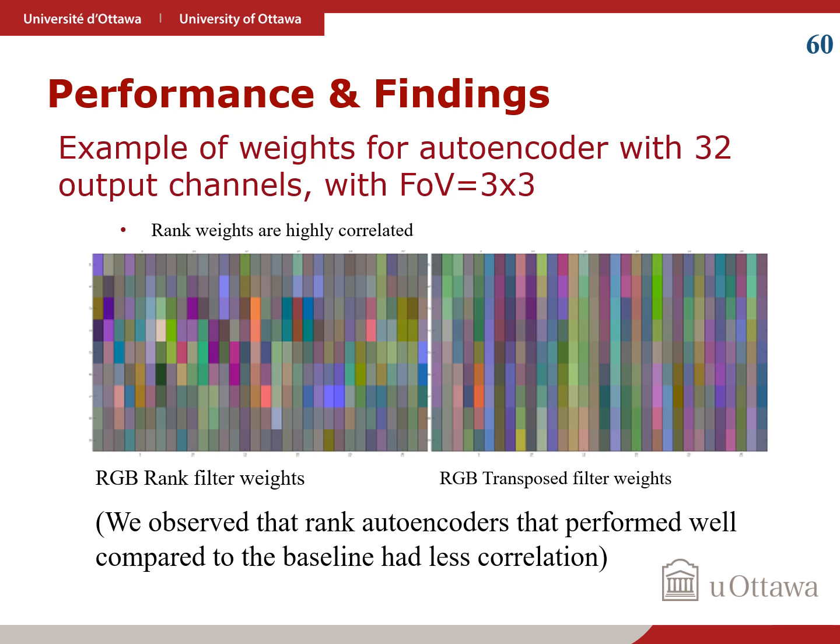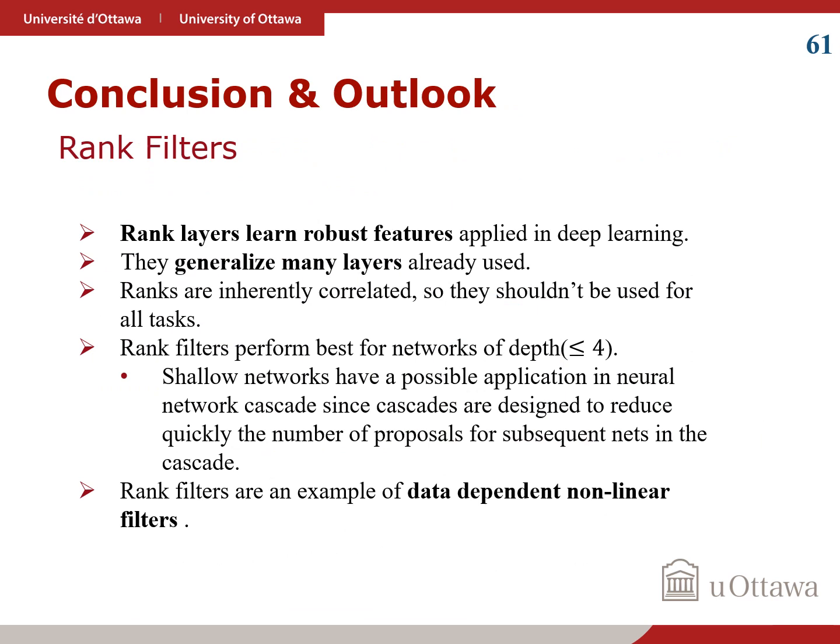On the top you have the weight with regards to the smallest value, and on the bottom you have the weights associated to the max value, and in the middle the median. On your right you have the transposed filter weights, and you can see again the same pattern emerges. It's highly correlated. So rank layers learn robust features. They generalize many layers already used.